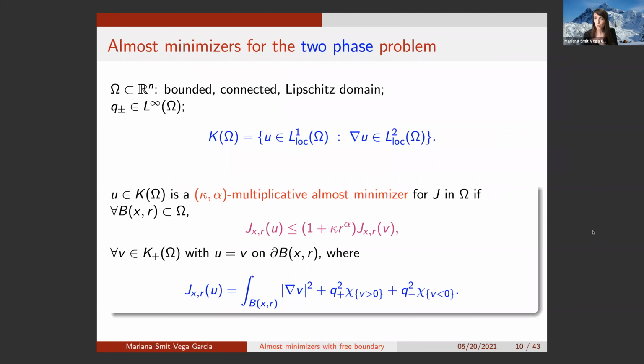For the two phase, we have a very similar setting, except we don't have to require our set of admissible functions to be made of functions that are greater or equal than 0. And the energy itself includes that other term that has Q minus squared where the function is negative. But the rest is absolutely the same. So keep in mind, we are not requiring that the energies are directly comparable with less than or equal. We allow ourselves to have this error that depends on the radius of the ball.